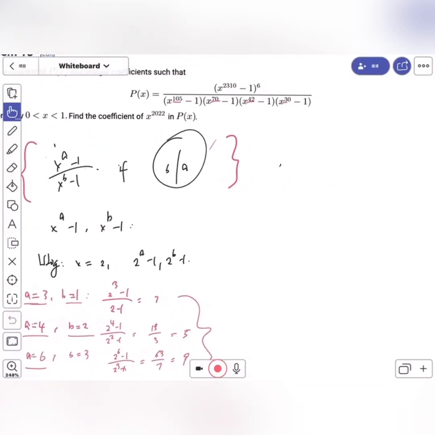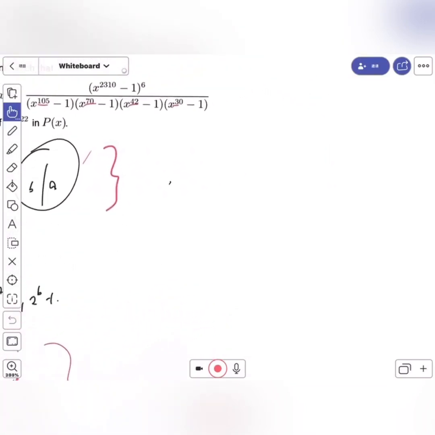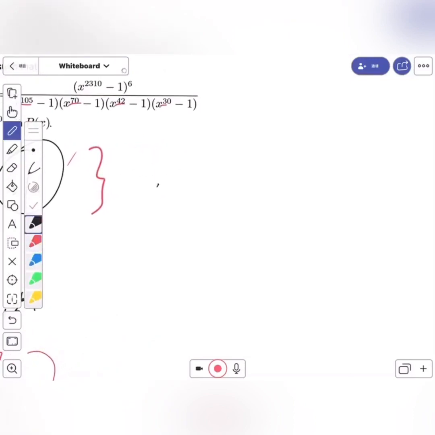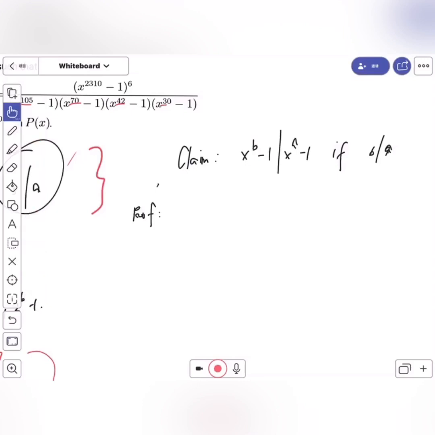We're going to proceed with a claim: x^a minus 1 is divisible by x^b minus 1 if b is a factor of a. Now we're going to write our proof. We're going to prove by induction.